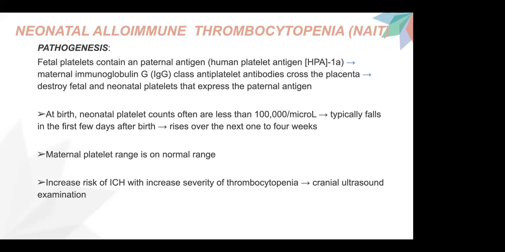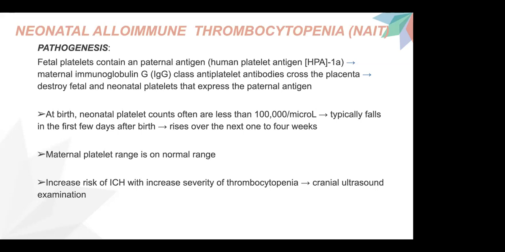produce autoantibodies, specifically anti-platelet antibodies. So this IgG can cross the placenta. When it enters the fetal circulation, it will destroy this fetal platelet that expresses the paternal antigen. So that's why the child will present with neonatal thrombocytopenia. Okay. So at birth, the neonatal platelet count is often less than 100,000 per microliter. Meaning to say, it presents with a moderate thrombocytopenia.